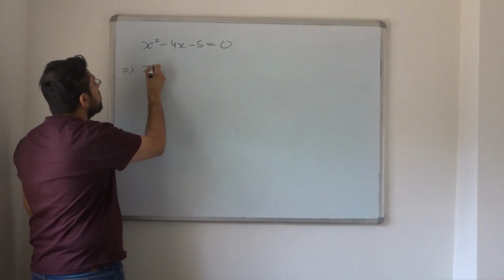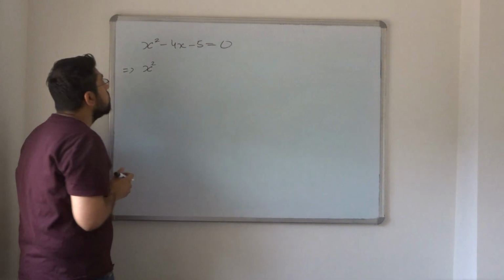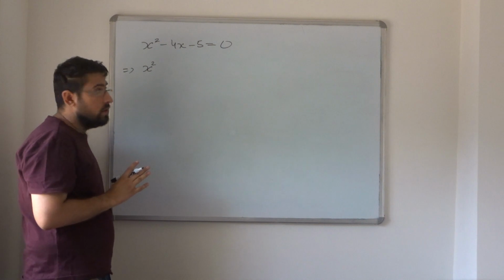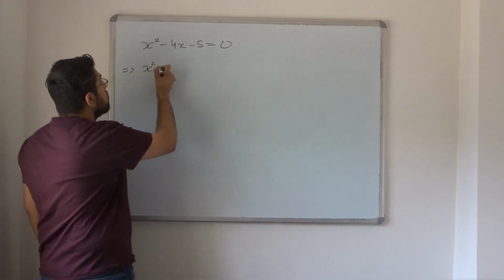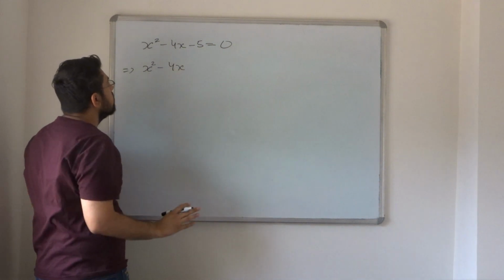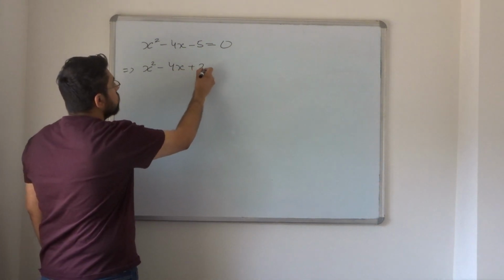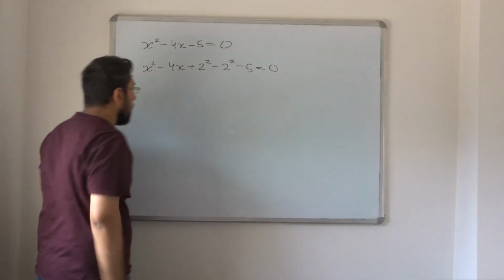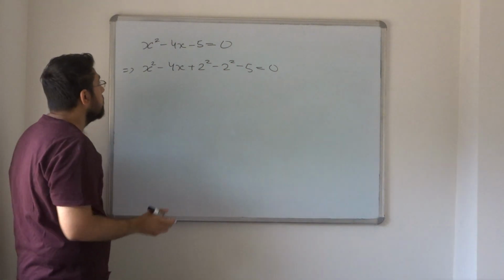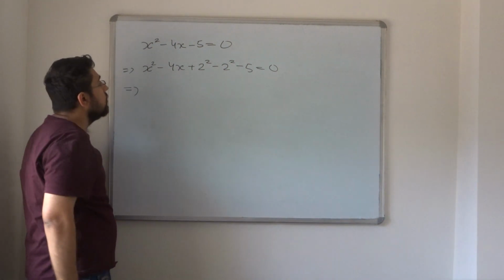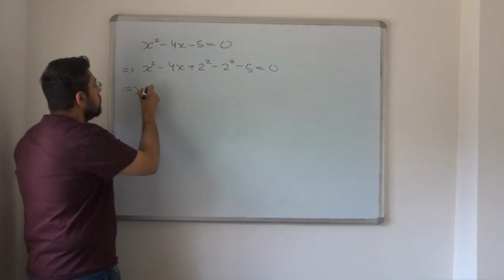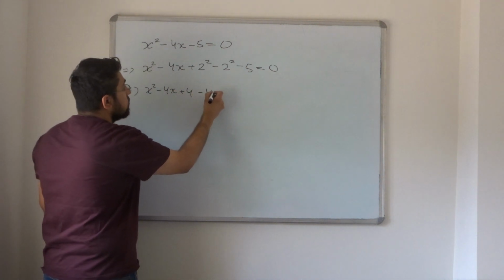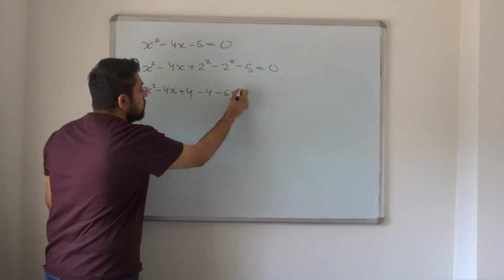So here we have x squared. When we multiply 4 by a half, or divide 4 by 2, what do we get? We get 2, isn't it? So this is going to stay as it is, and then here we're going to get 2 squared minus 2 squared minus 5 equals 0. So now what do we get? We get x squared minus 4x plus 4 minus 4 minus 5 equals 0.